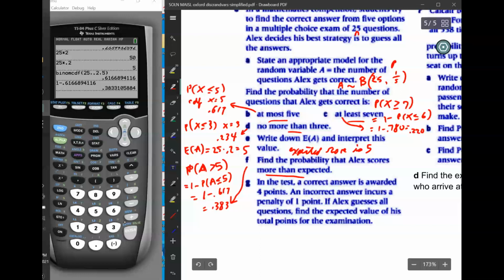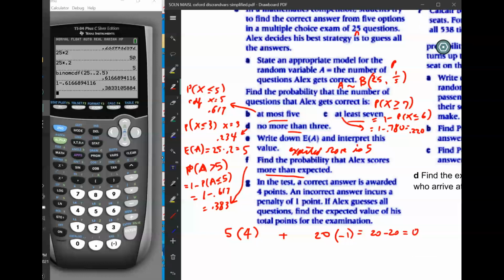So basically, he has 5 correct questions and 20 incorrect questions. The 5 correct questions are going to earn an award of 4 points. The 20 incorrect questions are going to incur a penalty of -1 points. And so that is going to give us his total points. 5 times 4 is 20. The penalty of -1 times 20 is going to be subtract 20. And so his score is going to be 0.